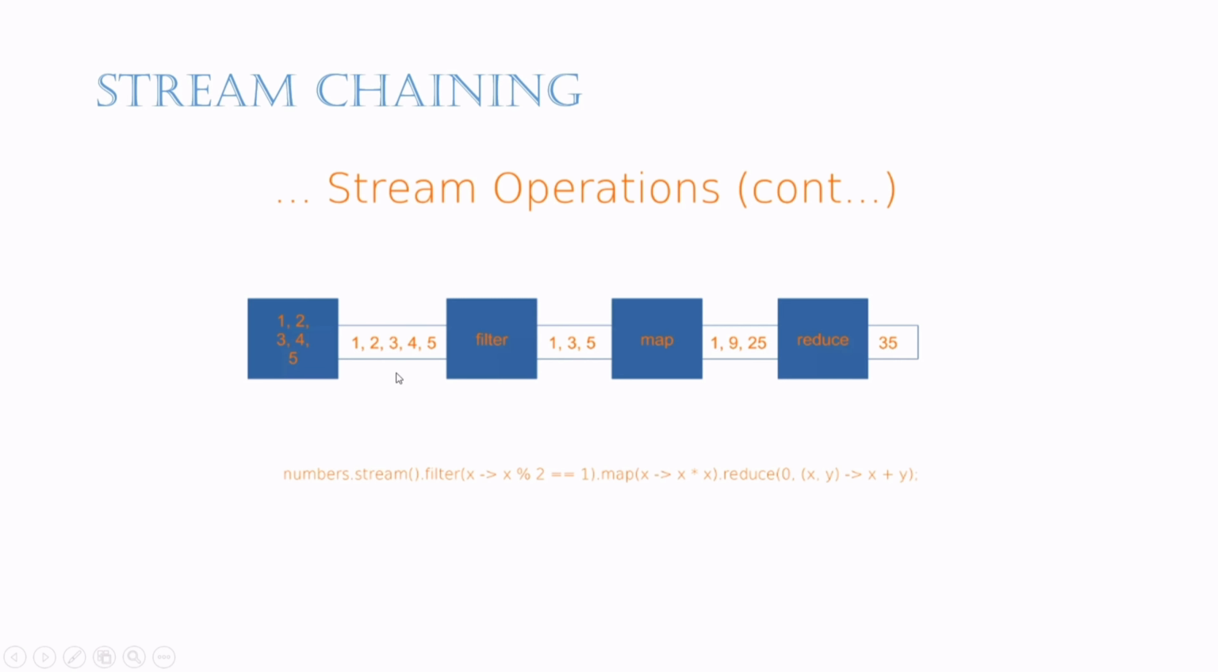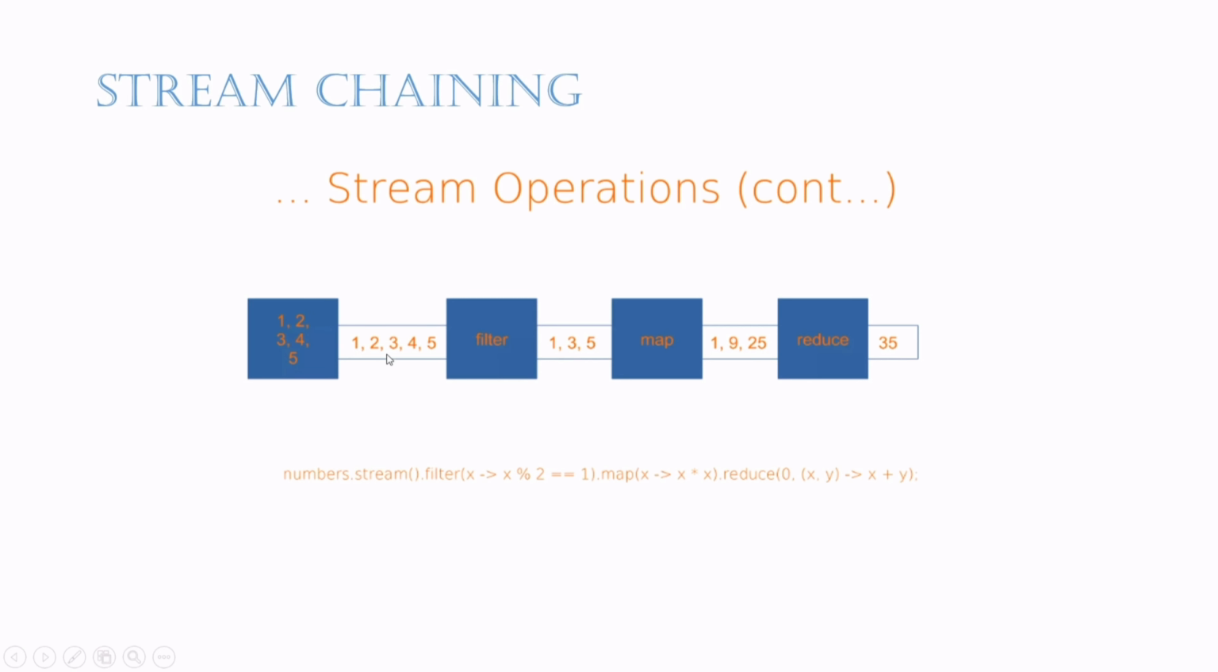Here also, one more thing you need to understand: intermediate operations internally use internal iterators. So as part of this, here we got an array of numbers, in some random order.